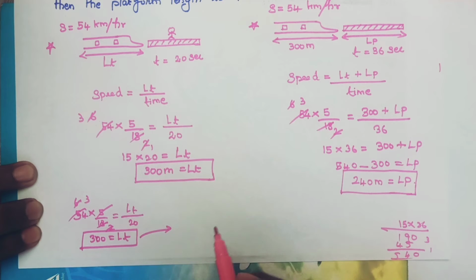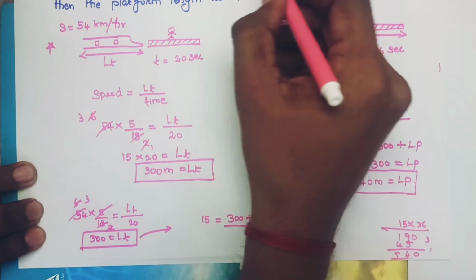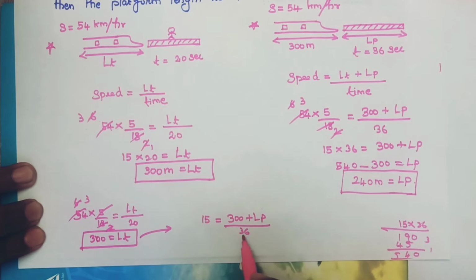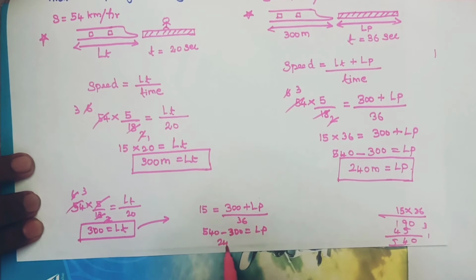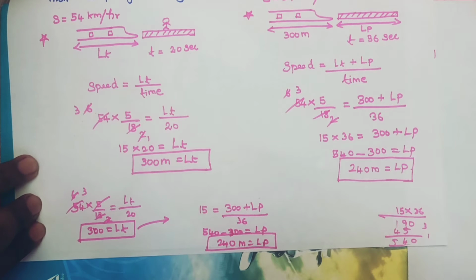Just apply it into the line formula. Speed is obviously 15 meter per second, we have converted already. That is equal to length of the train, which is 300, plus length of the platform, in how many seconds? 36, as mentioned in the question. And 15 into 36 is what? 540. 540 minus 300 equal to LP, that is 240 meter. So it just takes 2 steps to find out the answer. This is what you must do in examination. If you practice well, it will be easy for you.